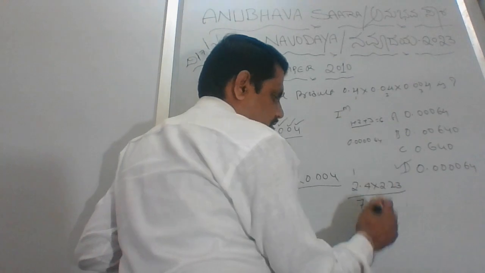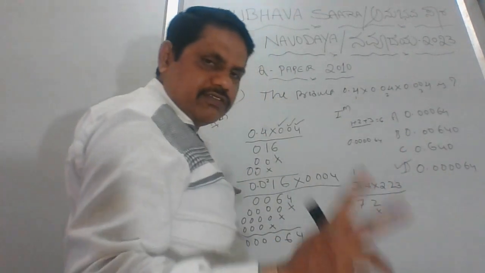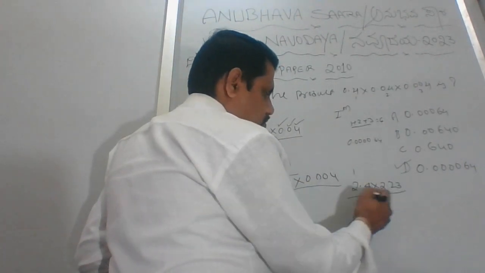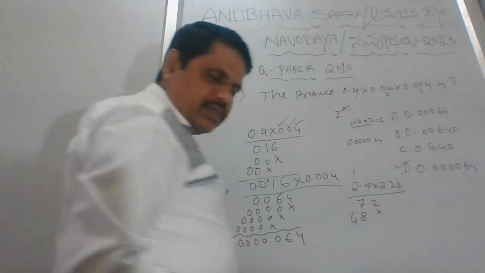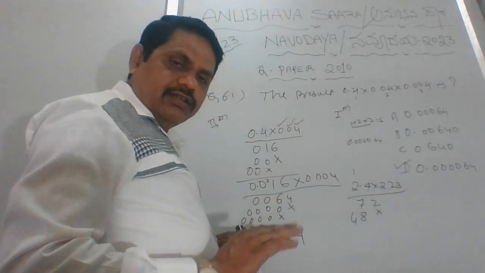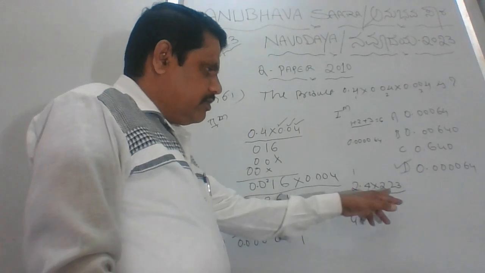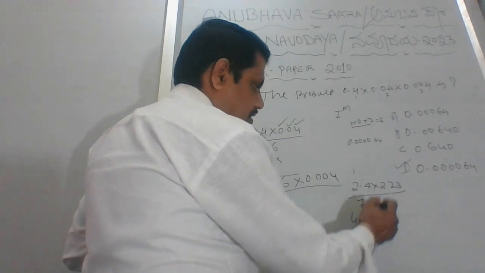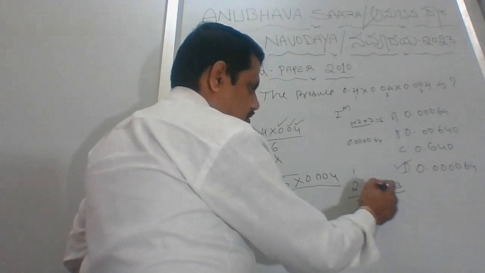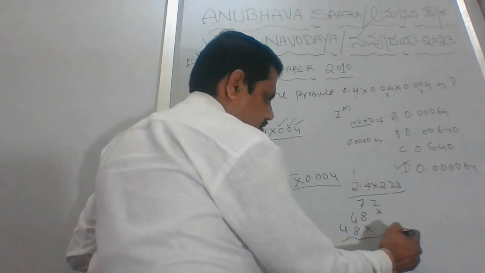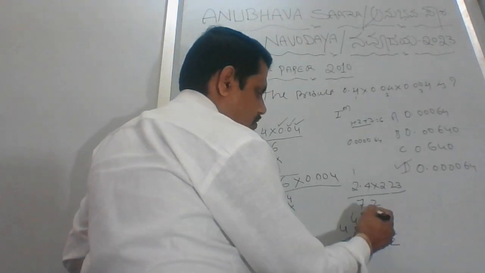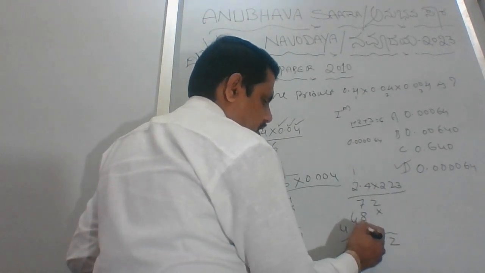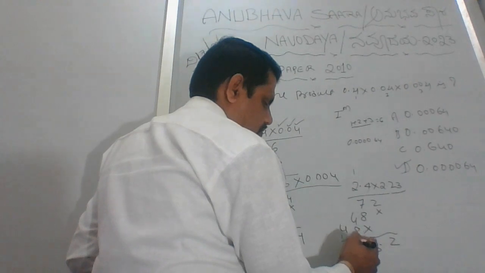Okay, let's come to the second digit. As I told you, now we are going to multiply with the second digit. 2 4s are 8, 2 2s are 4. Okay, so our second digit also we have completed. Now let's plan the third digit. The third digit will be 2 4s are 8, 2 2s are 4. So 2, 8 plus 7 is 15, 1, 9 plus 4 is 13, 1, 5.